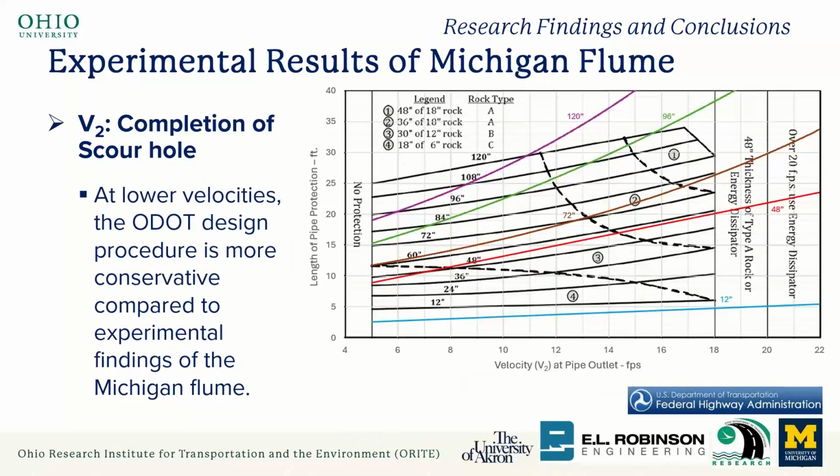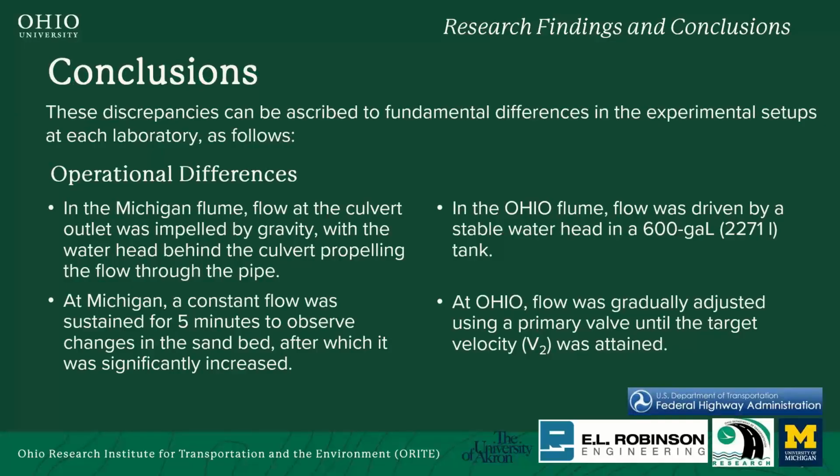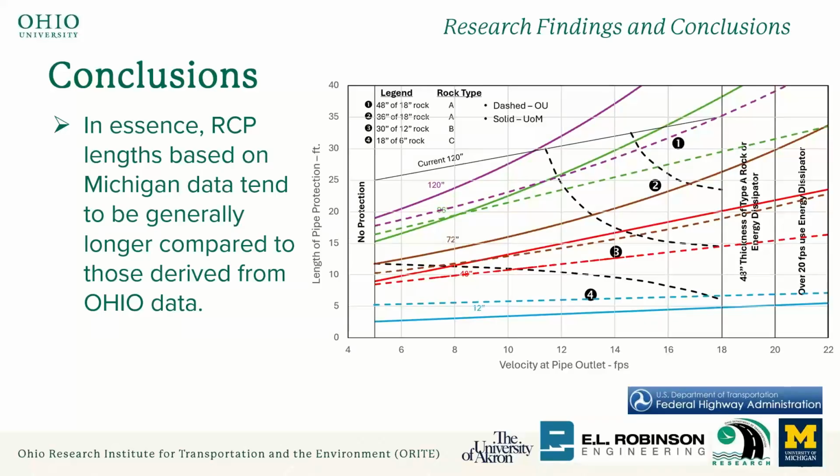So using V2, there is the Michigan flume, but the dashed ones are the curves obtained from our OU flume, and the solids are the curves from the Michigan flume. So the LCP length based on Michigan data tends to be generally longer than ours. So after seeing this, right? Then we tried to figure out, hey, what exactly did we do differently? Because conceptually we are doing the same thing. So why are our curve and their curve different?